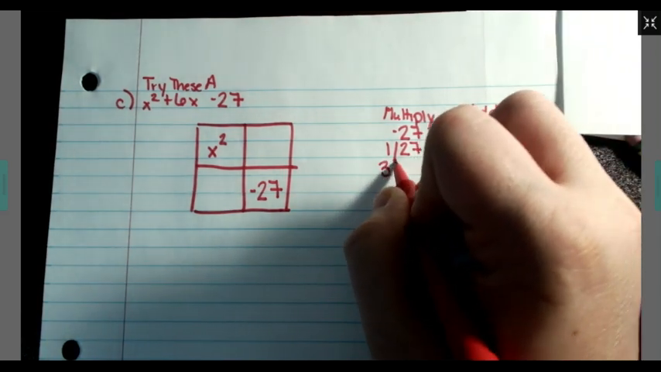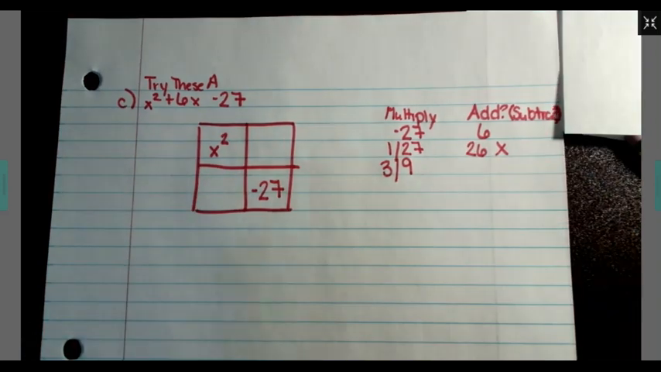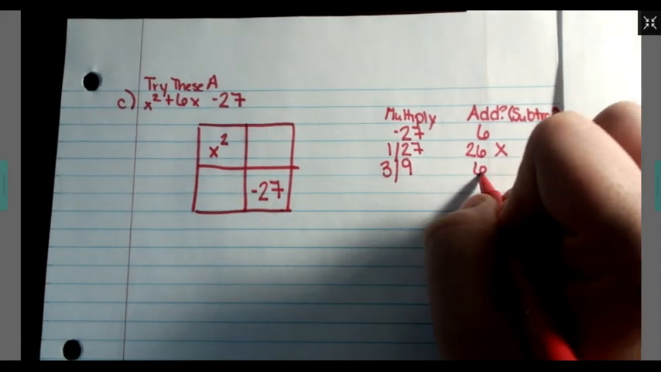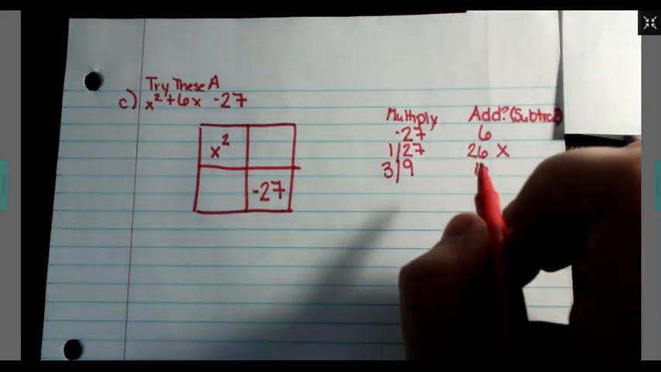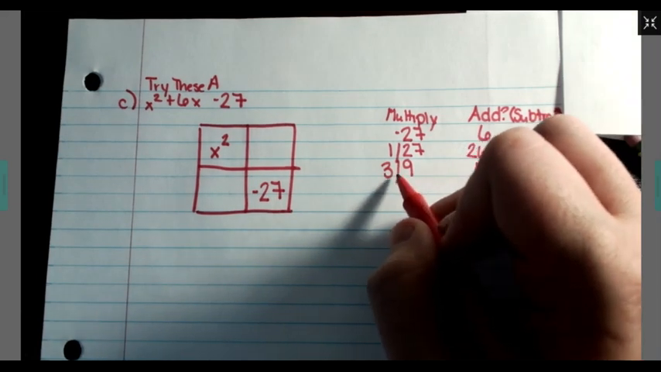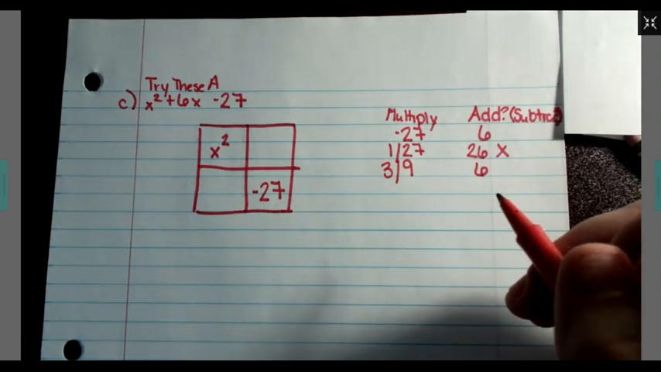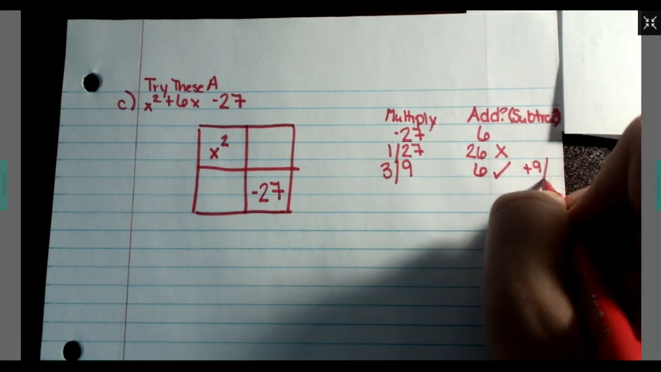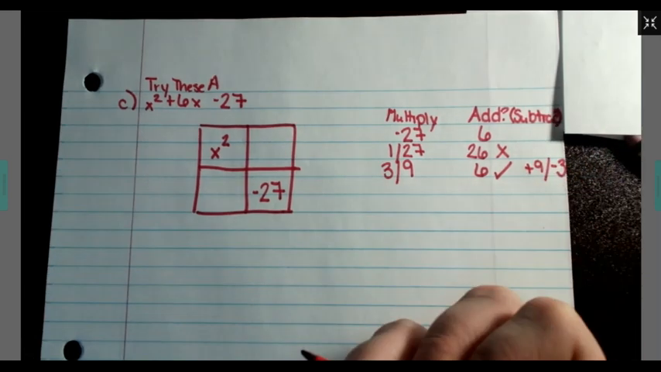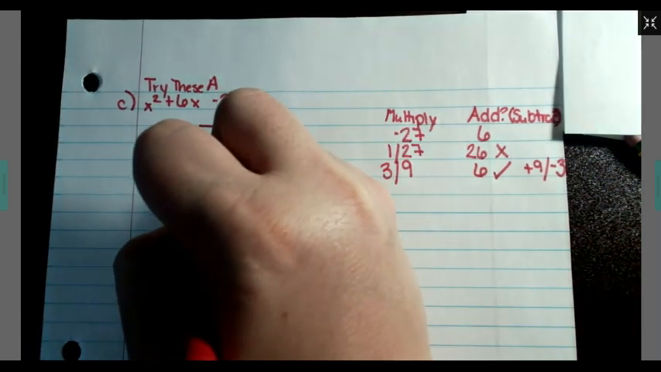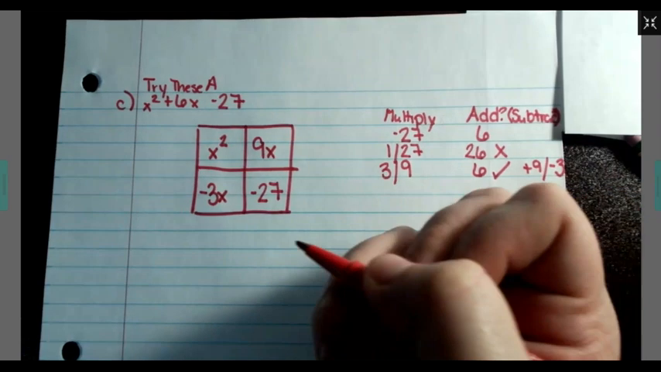I got 3 and 9. Now, remember, one of these has to be positive and one has to be negative. If I subtract these, I get 6. Now, the question is, if I want a positive 6, is the 9 positive or is the 3 positive? We should have a positive 9 and a negative 3. So I'm going to put 9x, negative 3x.